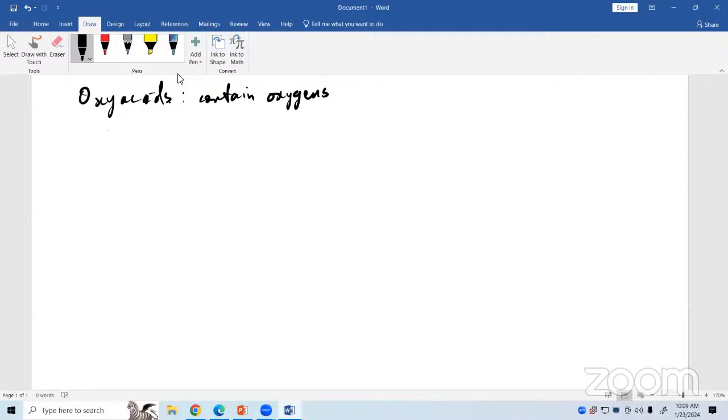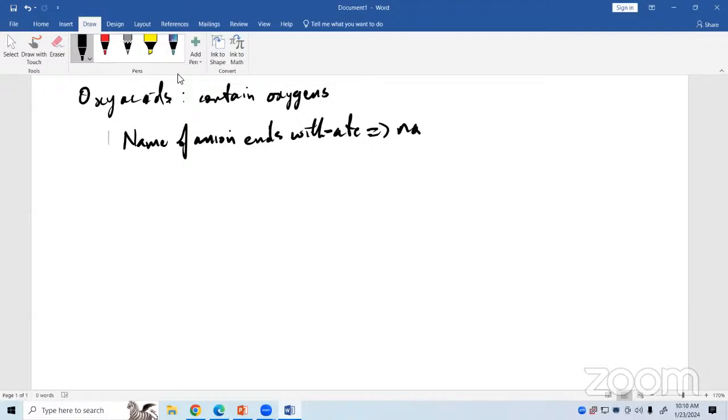Now, there are a couple of approaches. This is the approach I prefer to take when it comes to naming oxyacids. We start off with the name of the corresponding anion. And I'm going to use an example here. Let me give a general rule and then get more specific. Let's say the name of the anion ends with ATE.